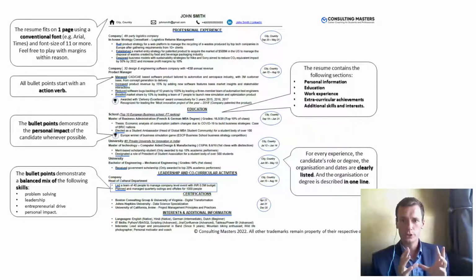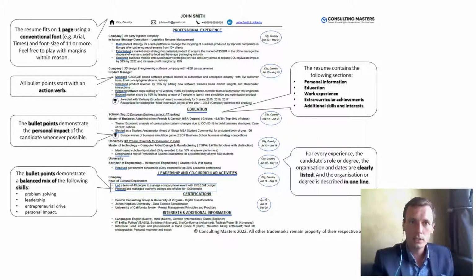I would also generally recommend that for every experience that you are mentioning on your resume, you clearly state your role or degree, as well as organization and dates when you have been working. For example, company XYZ, city, country, time and dates, and of course, position.